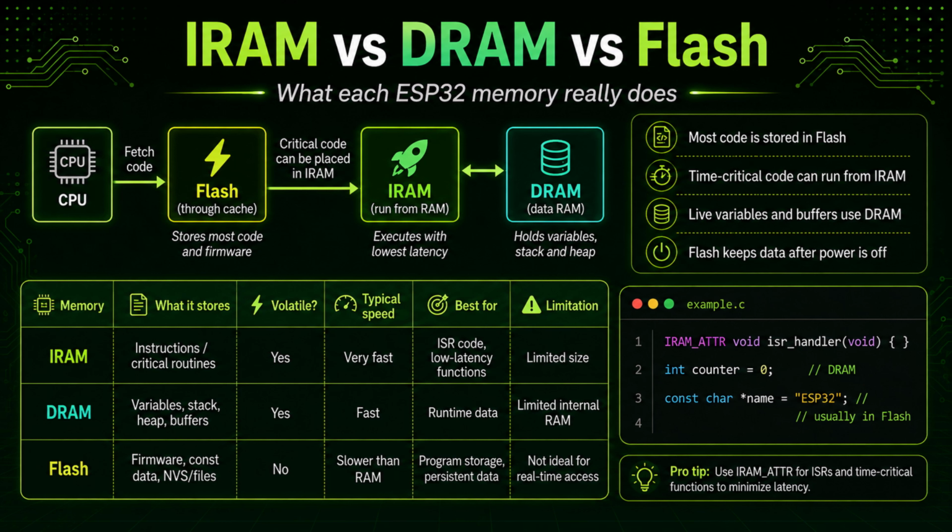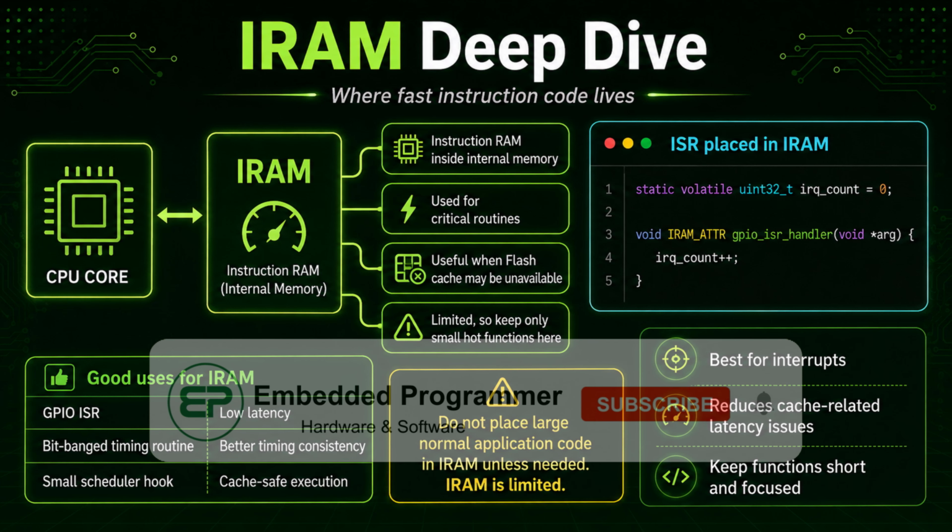So the basic rule is straightforward. Use flash for the majority of your application code and persistent storage. Use IRAM only for code that genuinely needs low latency or must remain executable when flash cache is unavailable. And use DRAM for normal runtime data. Later, when we introduce PSRAM, we will see how large buffers can be moved outside internal DRAM to save valuable internal memory.